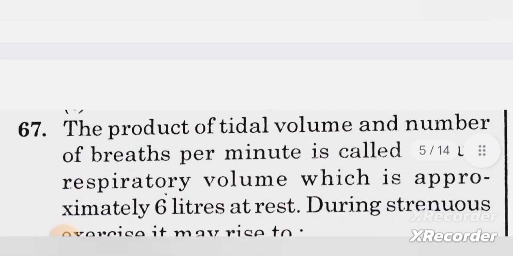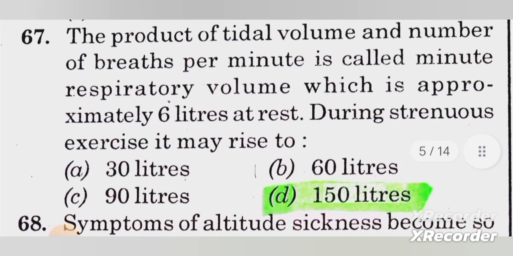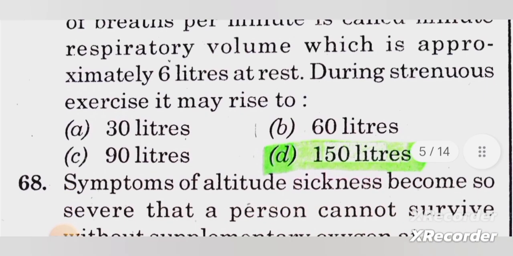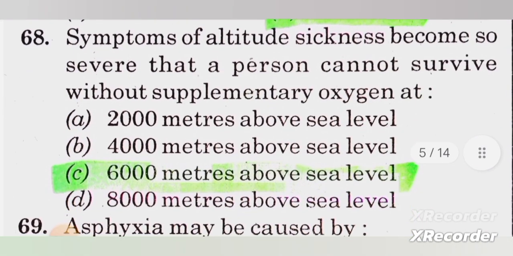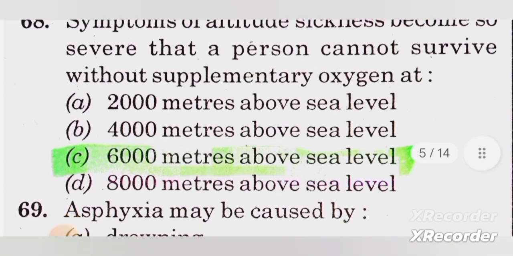Next, 67. The product of tidal volume and number of breaths per minute is called minute respiratory volume, which is approximately 6 liters at rest. During strenuous exercise, it may rise to answer D, 150 liters. Next, 68. Symptoms of altitude sickness become so severe that a person cannot survive without supplementary oxygen at answer C, 6,000 meters above sea level.